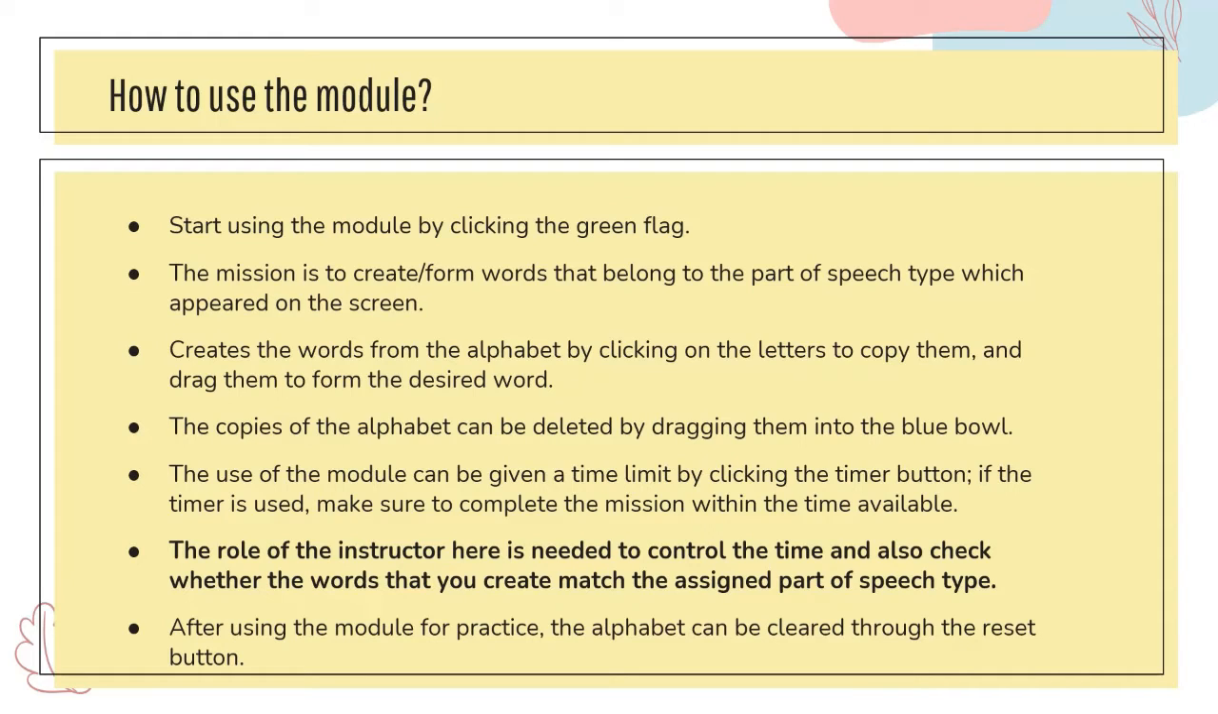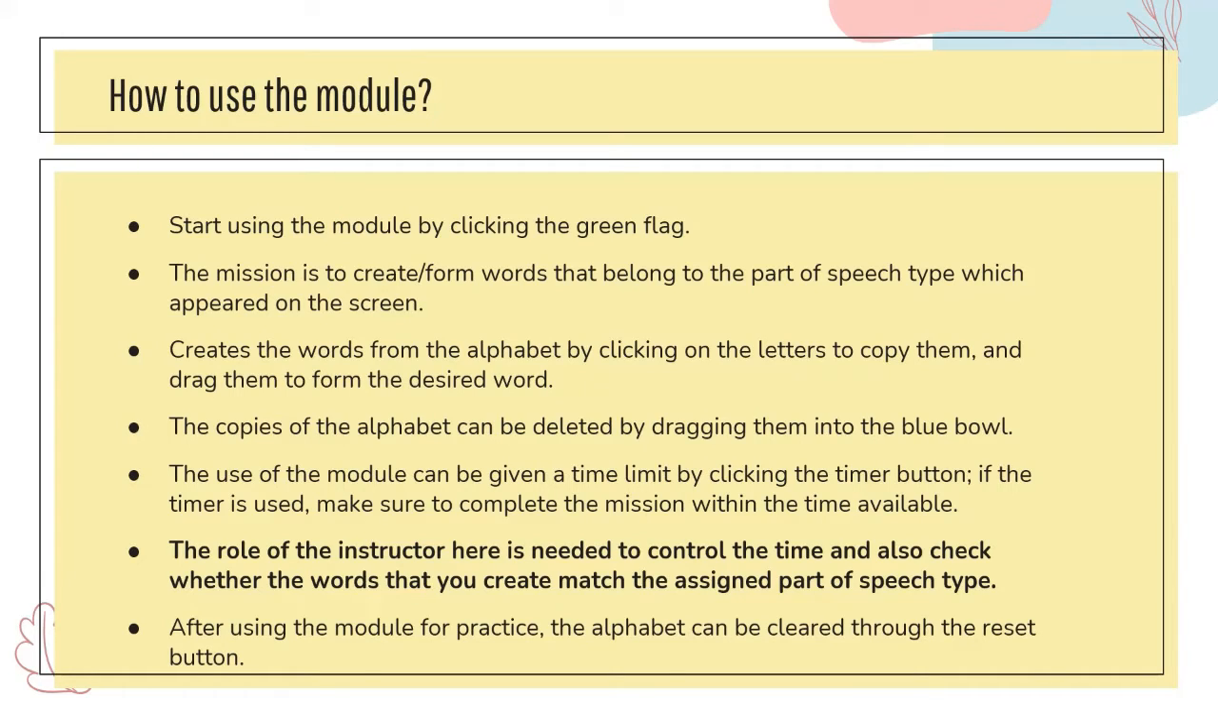The copies of the alphabet can be deleted by dragging them into the blue ball. If, for example, the learners or the users have unused copies of the alphabet, just drag them to the blue ball and the letters will disappear. And like I said before, the use of this module can be given a time limit too by clicking the timer button. If the timer is used, make sure to complete the mission within the time available.